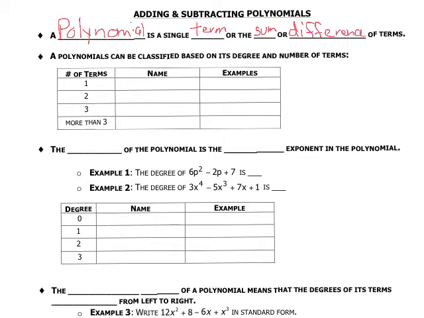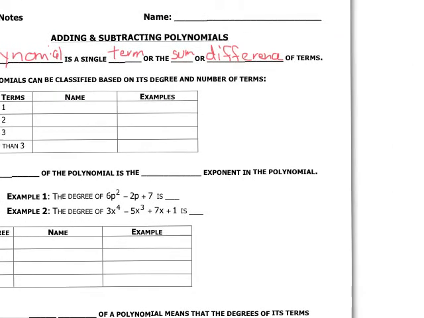Okay, so remember, if we think about when we were combining like terms, a term could be something as simple as a number, right? It could be like 5. It could be -10. It could be a variable. It could be x. It could be y squared. That was a term. It could be a combination of the two, like 3x squared or -4y. Those are all different terms. A polynomial can be just a single term, or it can be a sum or a difference of terms.